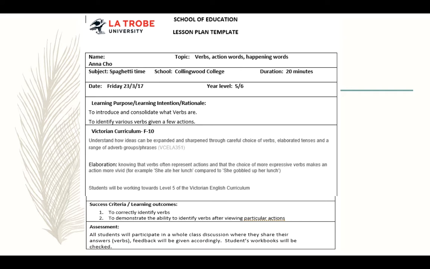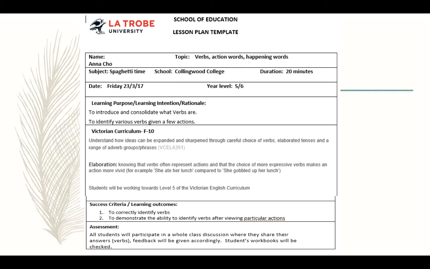The Victorian curriculum section that it satisfies is understanding how ideas can be explained and sharpened through careful choice of verbs, elaborated tenses, and a range of adverb groups or phrases. Students will be working towards a level 5 of the Victorian literacy curriculum.